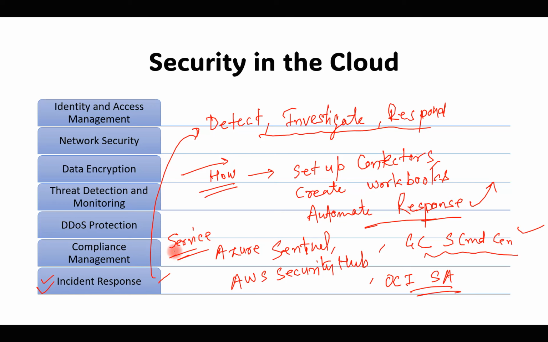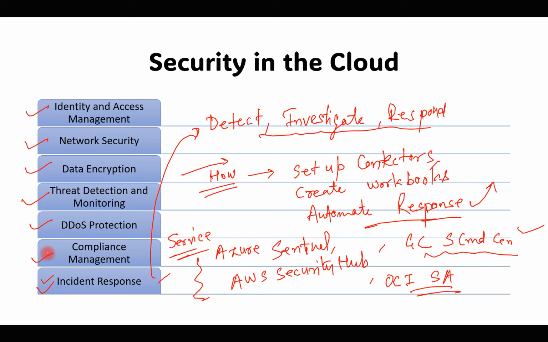So these are the services which can help us to detect, investigate, and respond. We can use them to set up connectors, create workbooks, and configure automated response. This is how these services help us to make our cloud environment secure. Nowadays, cloud security is very essential for all organizations, even for you as well. We have covered identity and access management in this video. We have covered network security, data encryption, threat detection, and monitoring. We have also discussed DDoS protection, what exactly it is, how we can protect against it, and what services we can use. We have also discussed compliance management.